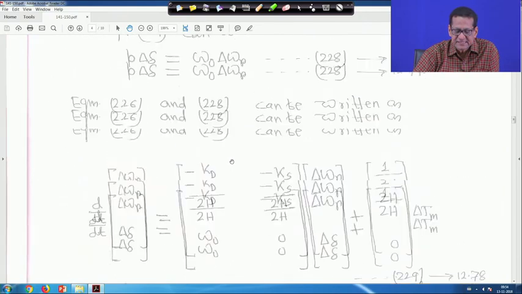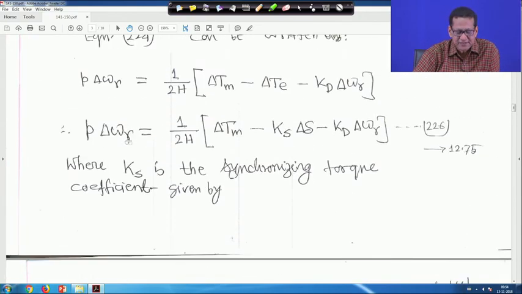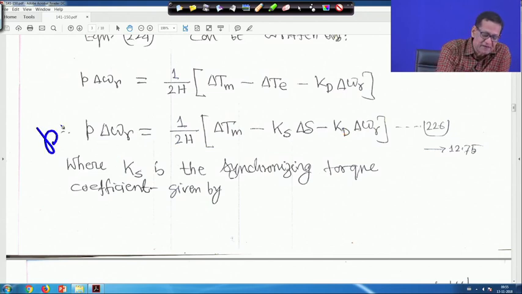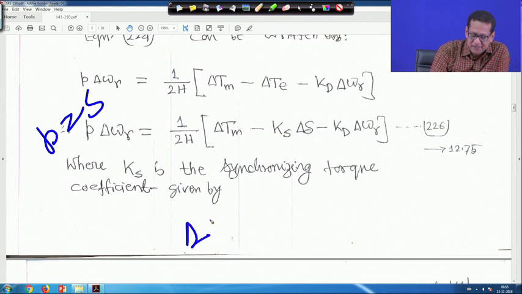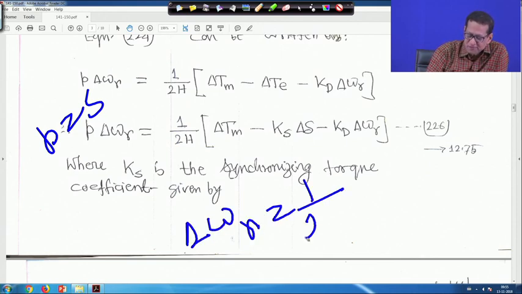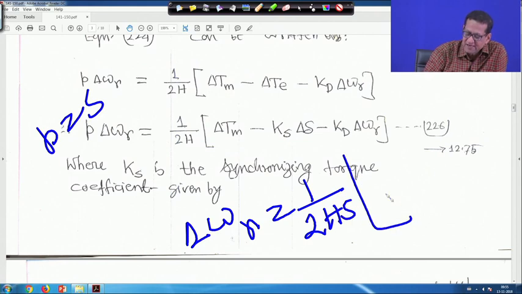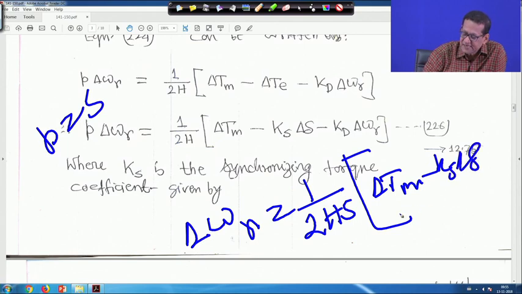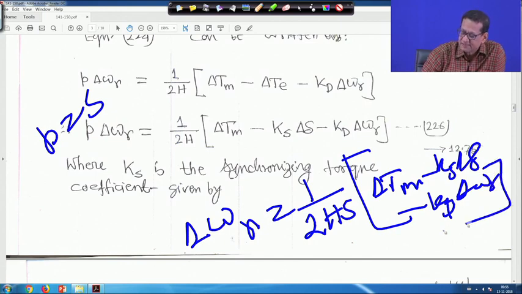So, in this case, later we will see, the K d omega r term did not come to the left hand side; we have simply taken S delta omega r. Later we will bring it to that side. If you replace P equal to S, then delta omega r is equal to 1 upon 2 H s, in bracket delta T m minus K s delta delta minus K d delta omega r. This is taken, but delta omega r we did not bring to the left hand side.